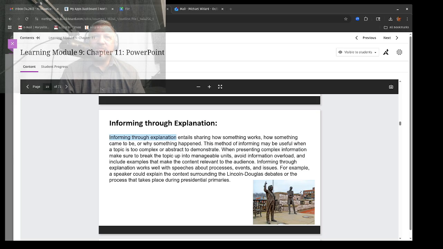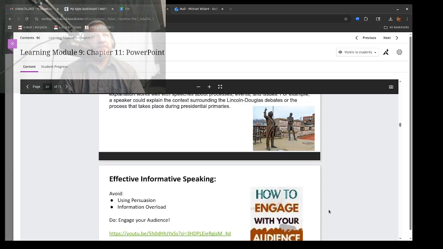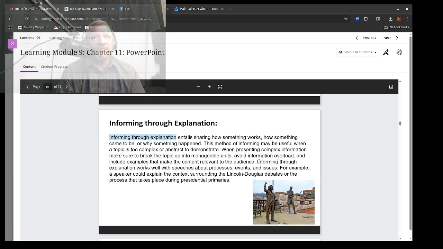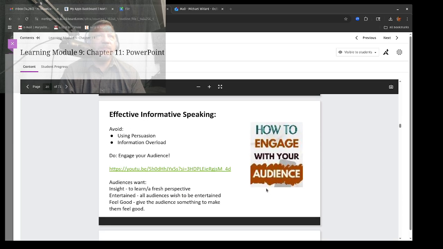And if you ever want to look back and try to figure out who Lincoln was as a person and how he got to the place he was, this is one of those key moments for him in his life. But again, explain something. Make sure you're breaking it down into manageable units, step by step, how you're going to do something or how something is done.